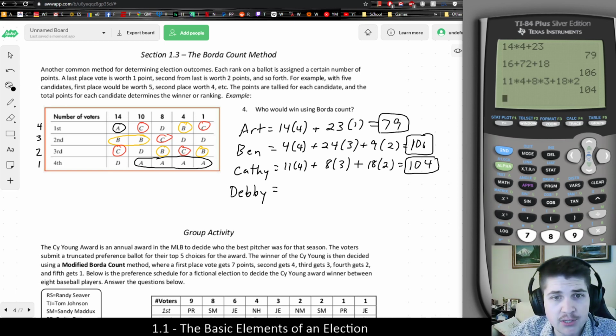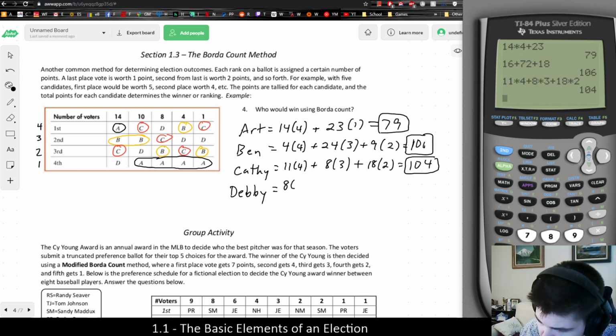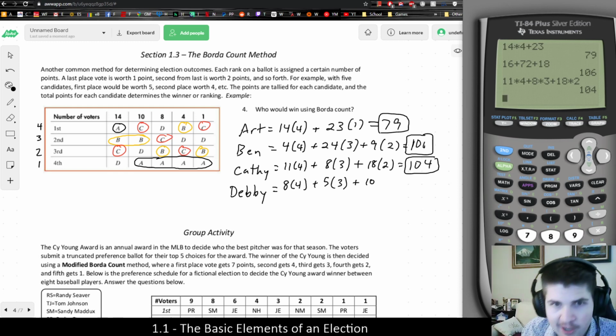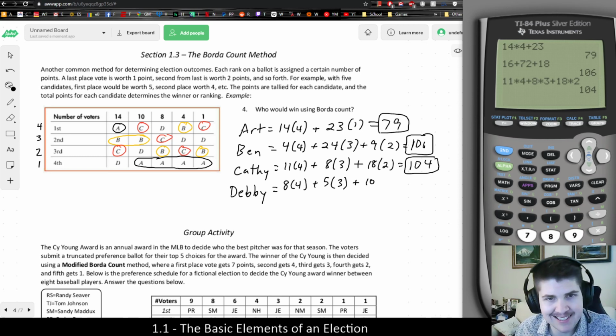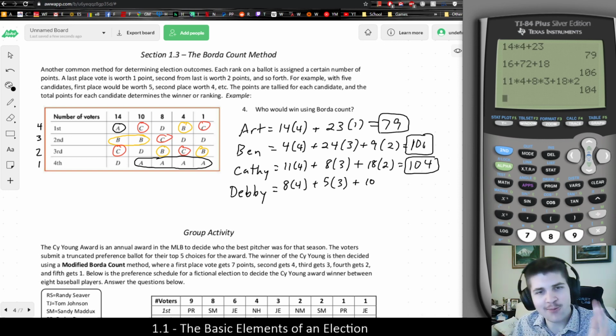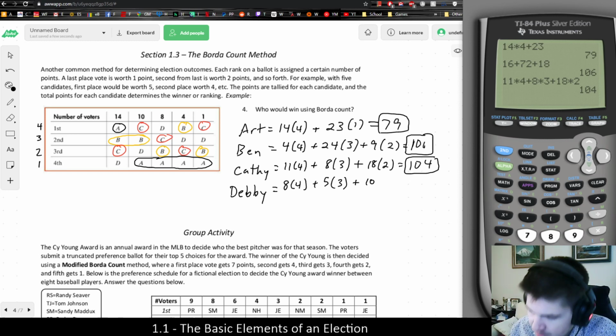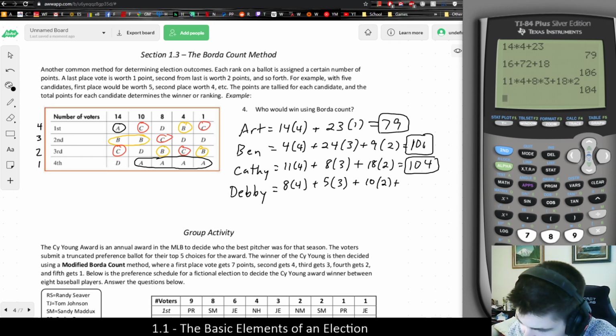And lastly, we can do Debbie, who's everyone who's uncircled. Debbie had 8 first place votes, 5 second place votes worth 3 points, 10... and see, I already almost made a mistake. I almost used the place as the multiplier rather than the number. But if you do them in order, it's easier to remember I'm multiplying by 4, then 3, then 2, then 1. Again, just doing a little bit of practice will make this easier. Then 10 votes are worth 2 points, and she had 14 last place votes worth 1 point.